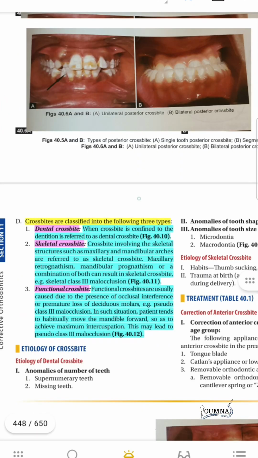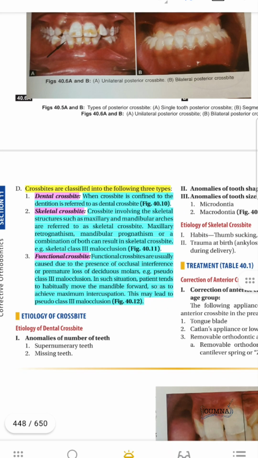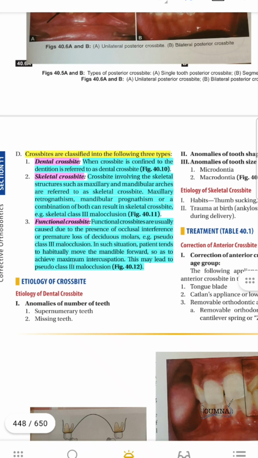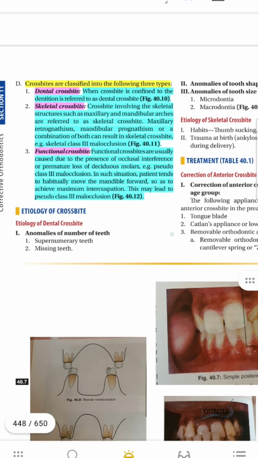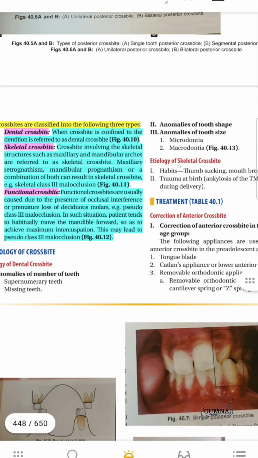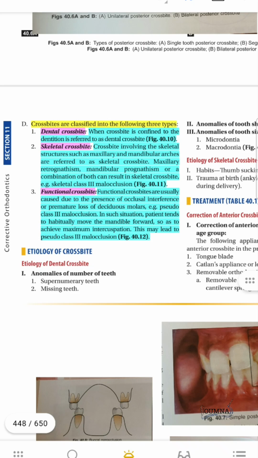like this one. The functional crossbite is called the pseudo class 3 malocclusion, where it is present due to occlusal interference or premature loss of the deciduous molars, and the patient tends to habitually move the mandible forward to achieve the maximum intercuspation. So it is a functional crossbite.